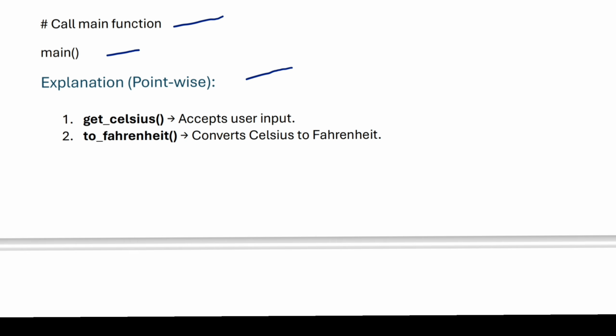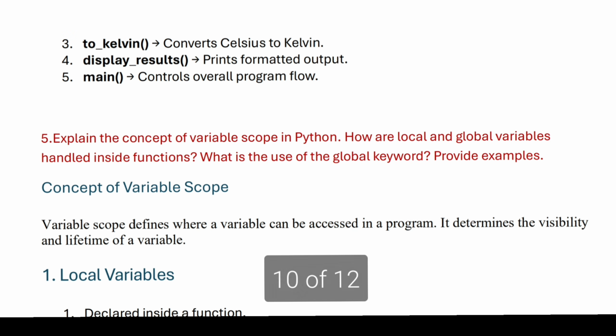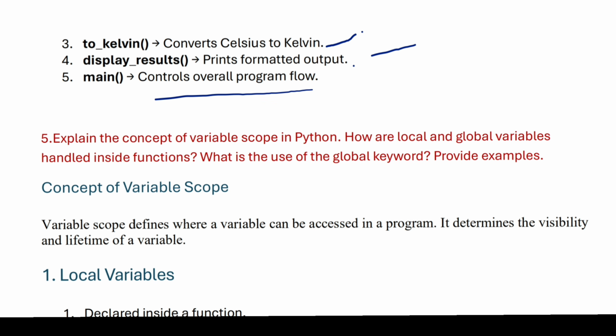Now a point-wise explanation. First, get Celsius, accepting the user input. Convert Celsius to Fahrenheit. Next is Celsius to Kelvin, and display the result in the given formatted output, and control the program flow.